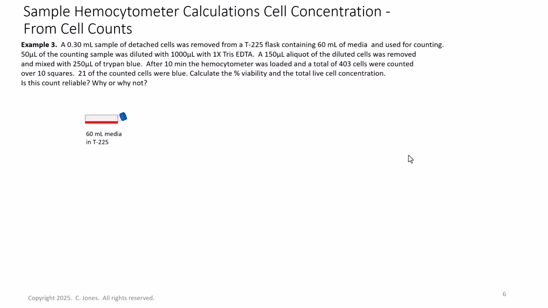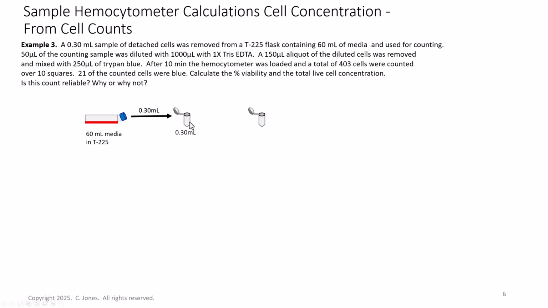So here we have 60 mils of media in a T225 flask. And again, the presumption is that the cells are detached. Okay, so we're going to remove a 0.30 mil sample, place that into a pyrogen-free microcentrifuge tube. This becomes our working cell suspension. And again, hopefully you're thinking, yes, I did this process in the biological safety cabinet using aseptic technique. And I just have eliminated putting the little line there to save time, because hopefully you have the idea now.